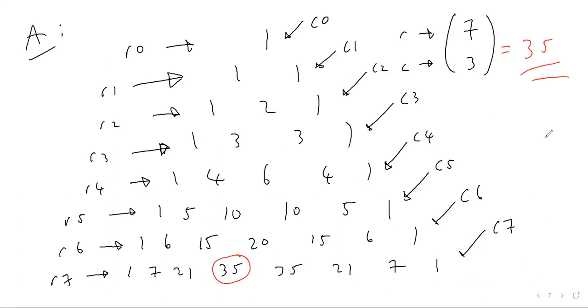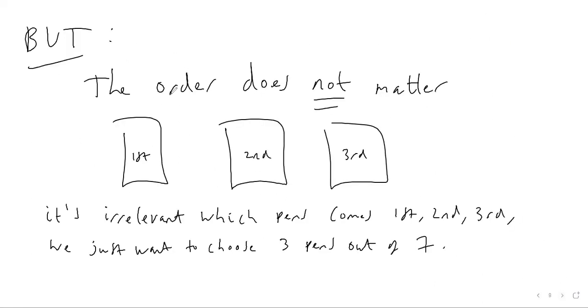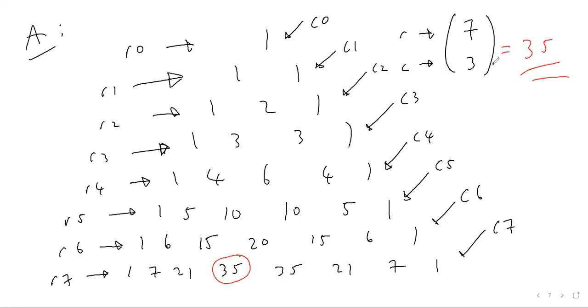Obviously, that's not the same answer we got here. We got 35. So why is that? That's because the order does not matter. So when we choose our pens back here for the exam, it doesn't matter whether we choose the red pen first and then the blue and then the green, or the green first and then the red and then the blue. The order in which we choose our pens is irrelevant.